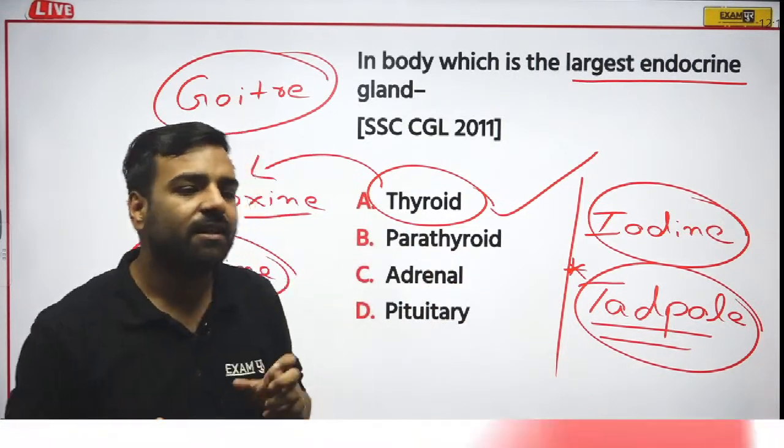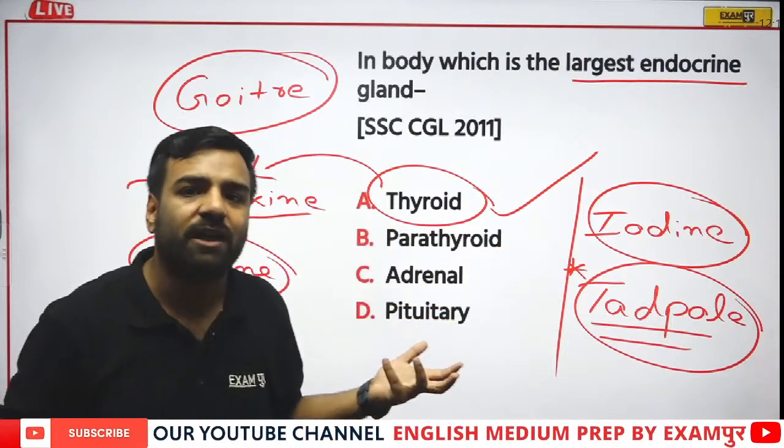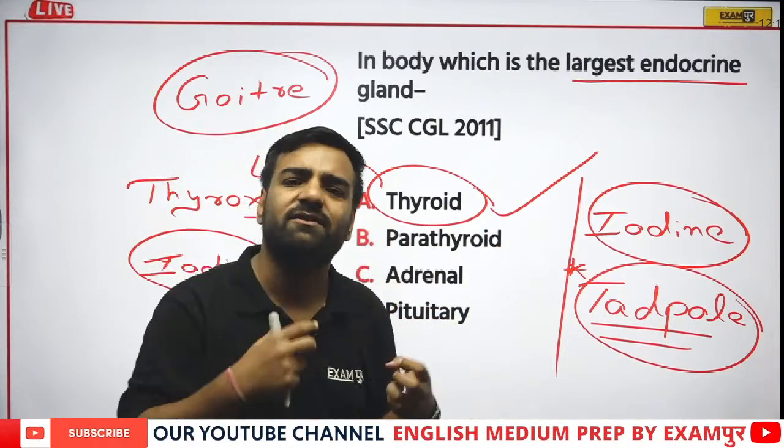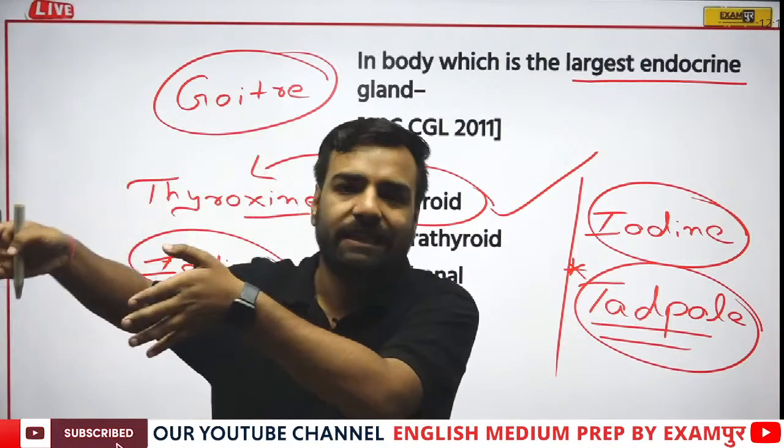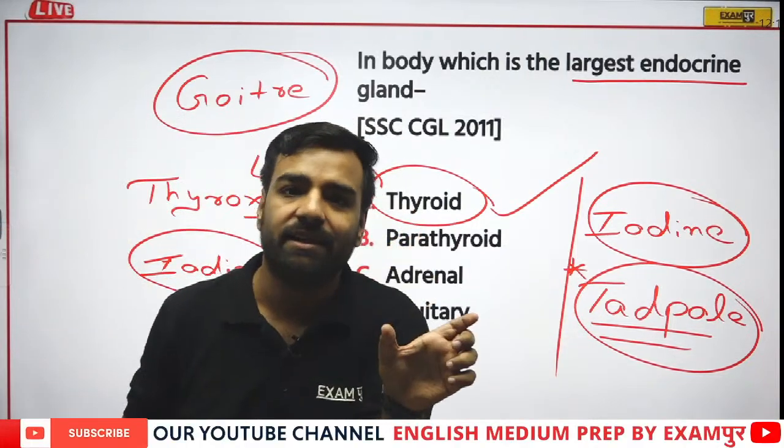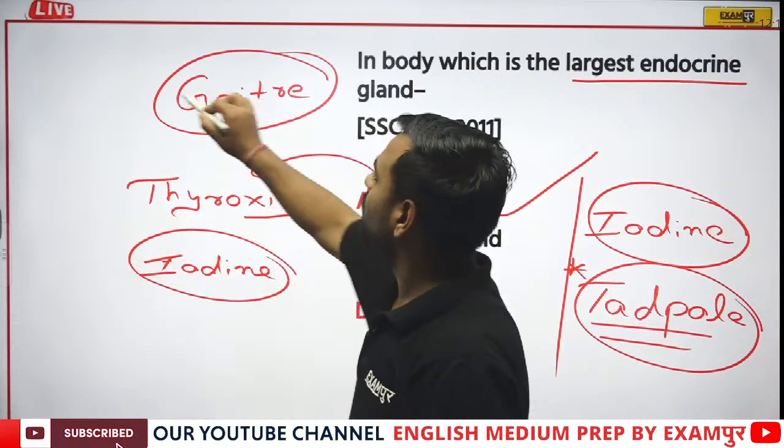We say that he's suffering from thyroid. He's not suffering from thyroid. Actually, there is an issue in the thyroid. That's why we say he's suffering from thyroid. That is not the correct term. Thyroid is actually a gland. It's not the issue. The issue is what? The issue is actually the goiter.